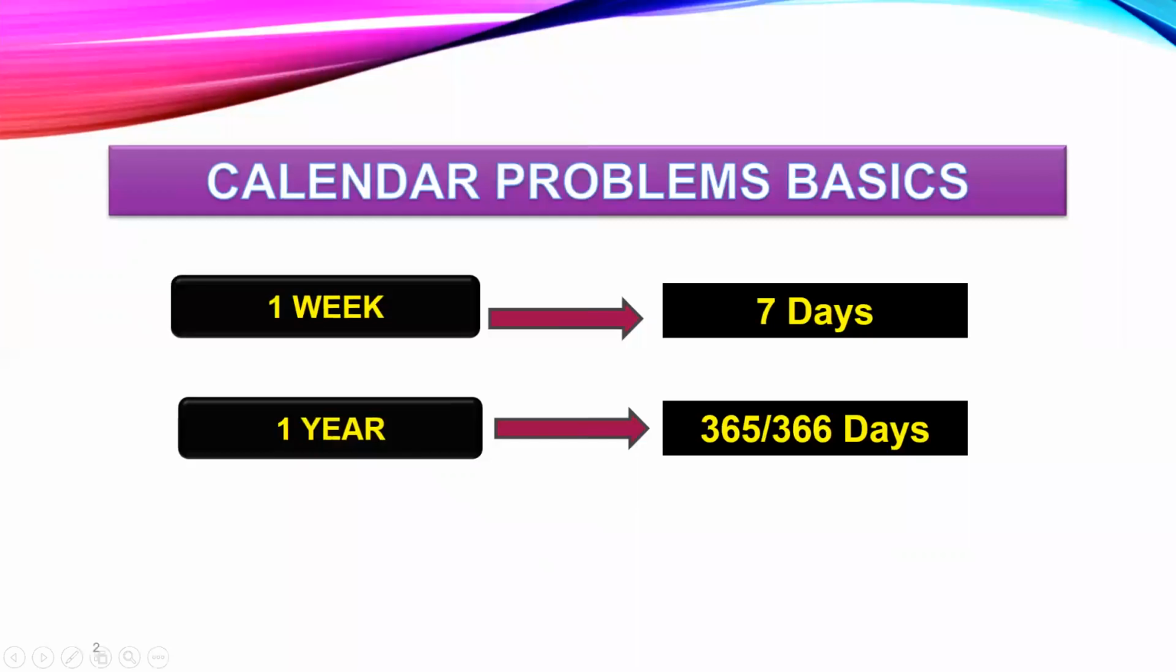For the calendar problems, in order to understand the basics, I have given a few things over here which you have to understand, and then we'll go into the tips and tricks to solve the calendar problems. Here, 1 week is nothing but 7 days, and 1 year could contain either 365 days or 366 days.